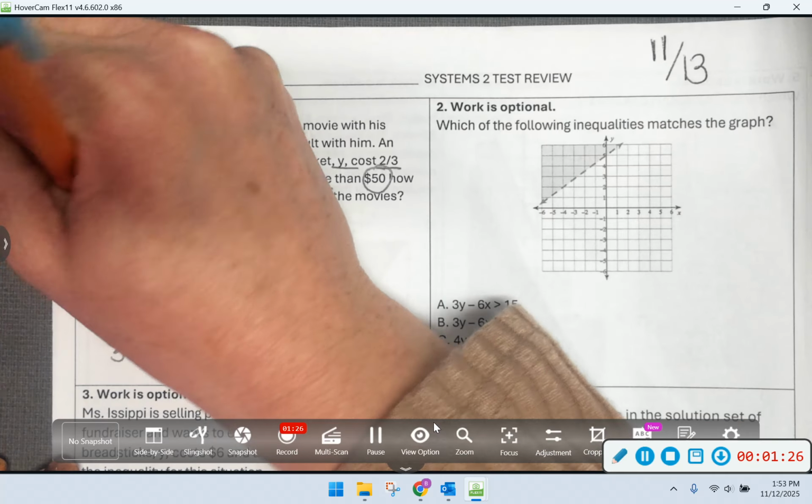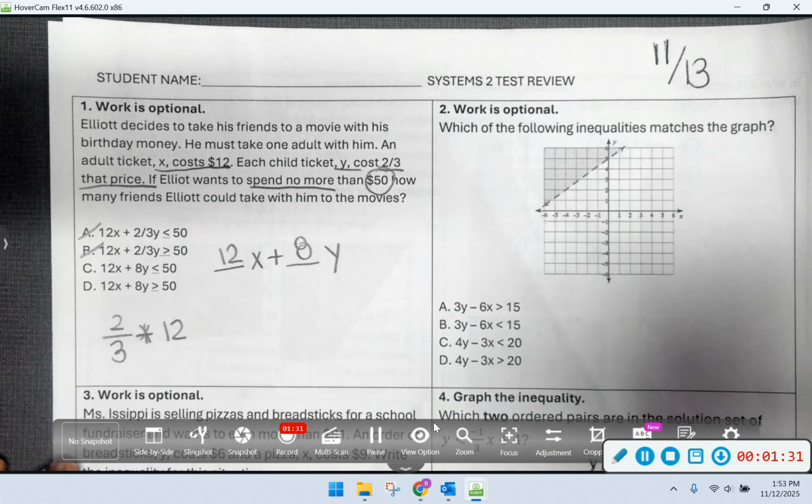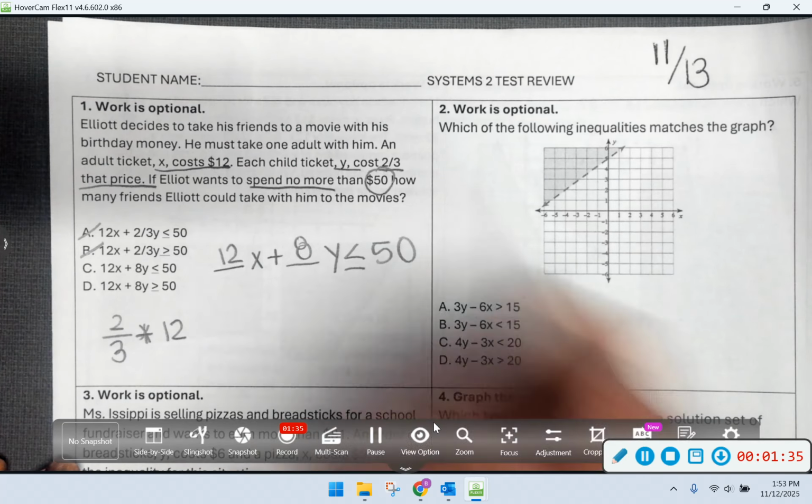So we can cross off A and B. Now it says no more than. No more than is going to be less than or equal to 50. And that answer is C.